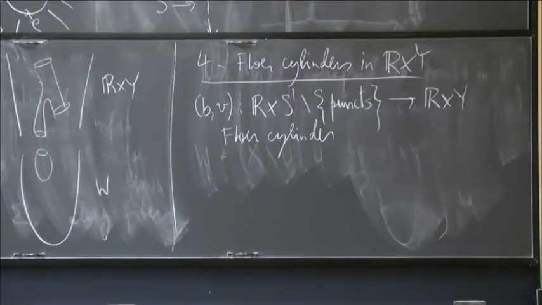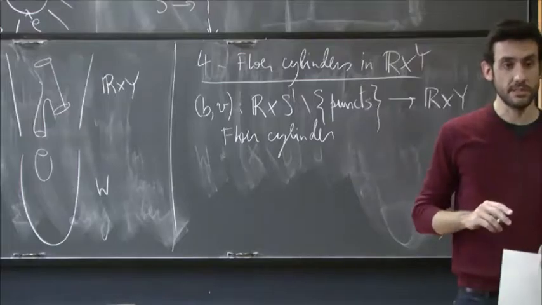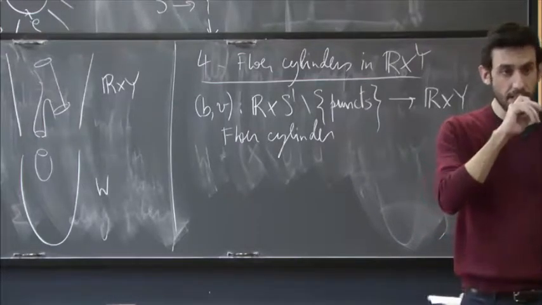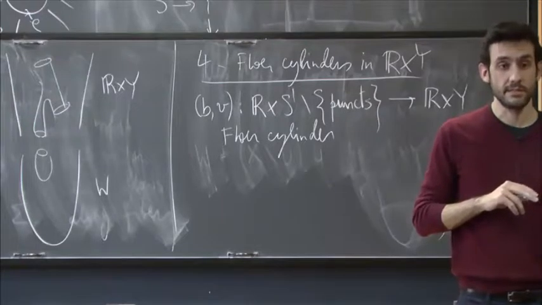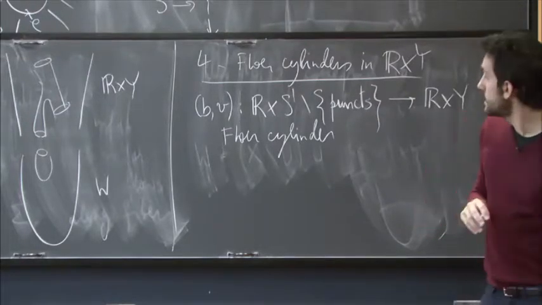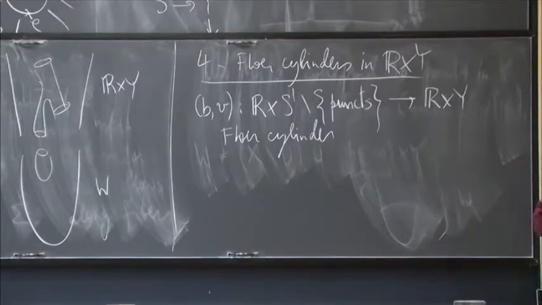Is the Hamiltonian here like H of whatever? Yes, it's a radial Hamiltonian. It only depends on the radial direction. And it tends to zero as you go to minus infinity? It's actually eventually zero. So in finite time, it's zero. Yeah, that's right.